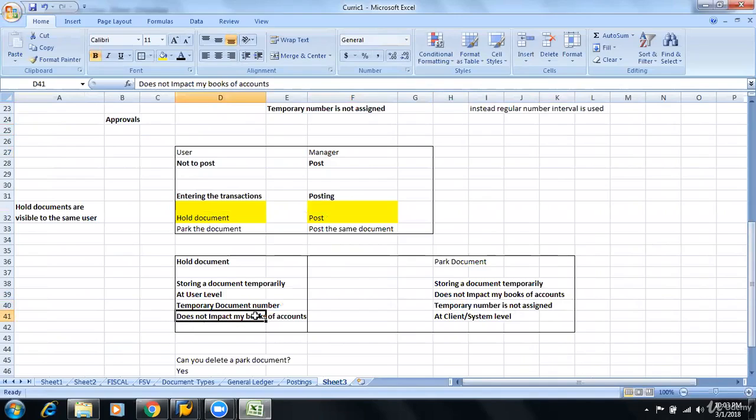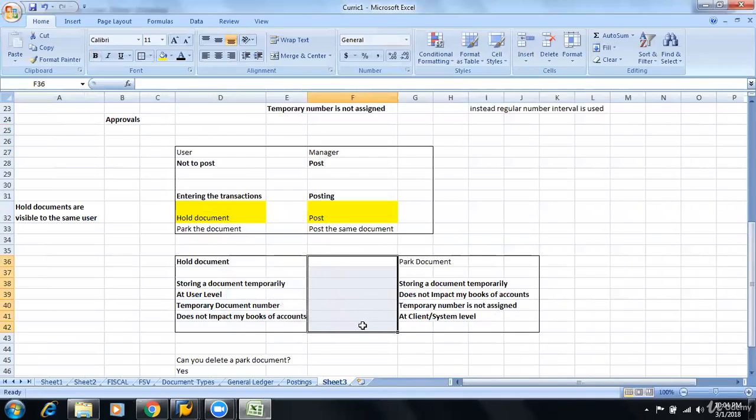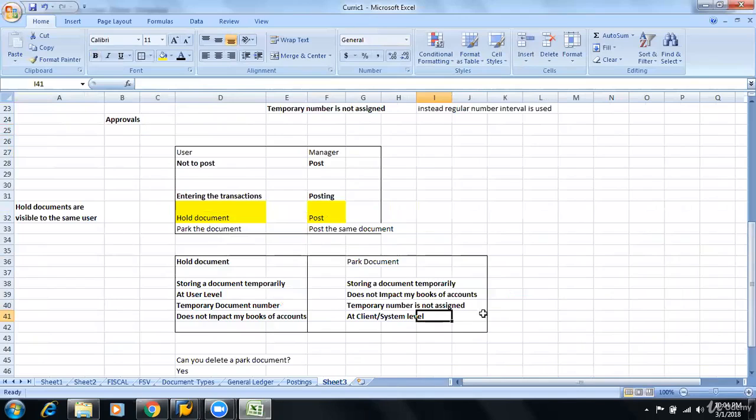Hold document does not have any impact on the books of accounts. Same, park document does not have any impact on the books of accounts. All right. I hope you got the point. These are the basic differences between hold and park document. Once you get command over them, I'm definitely sure in the interviews you will be able to explain this more fluidly to your interviewer, and he would be very happy.